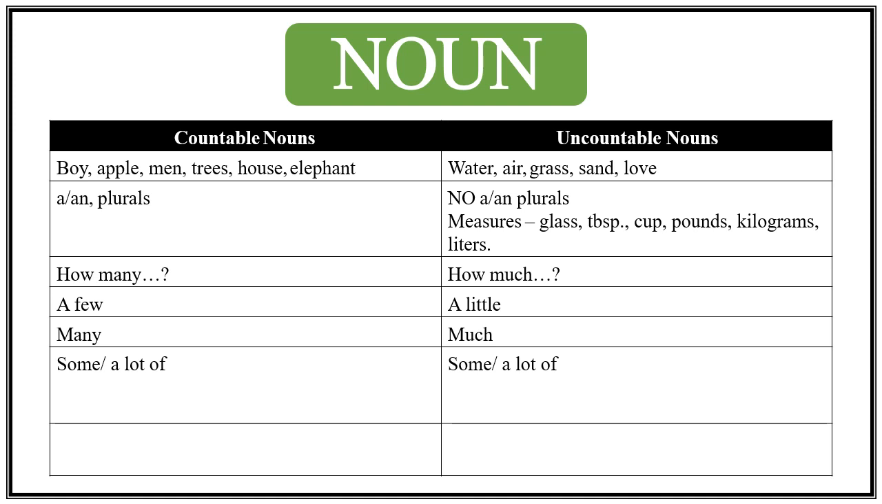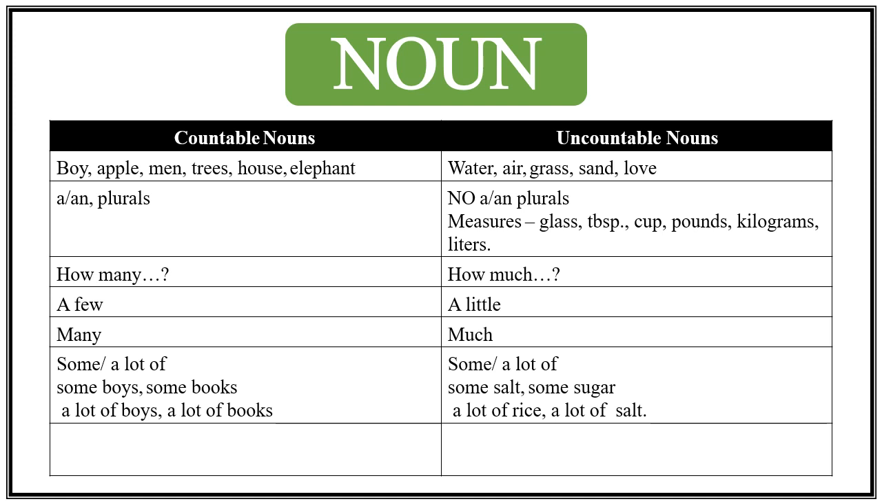For example, I can say, some boys are absent in the class today. Or, I have some books in my bag. We can also say, a lot of boys are playing in the field. I have a lot of books in my home. In case of uncountable nouns, we can say, add some salt in the soup. Or, give me some sugar in my tea. We can also say, he eats a lot of rice.